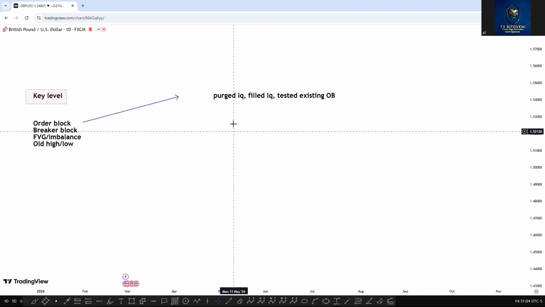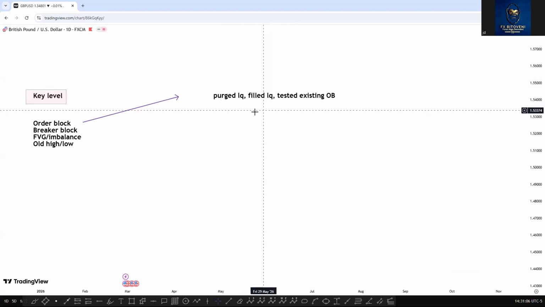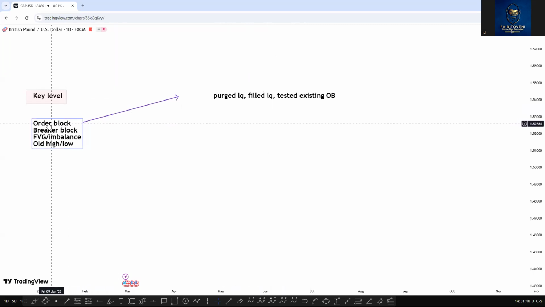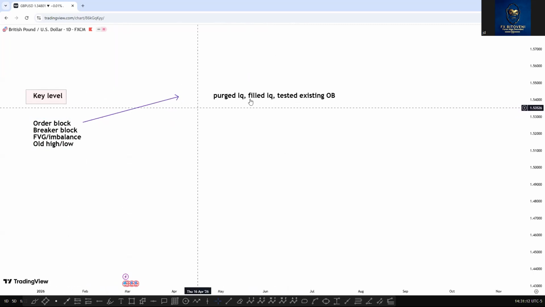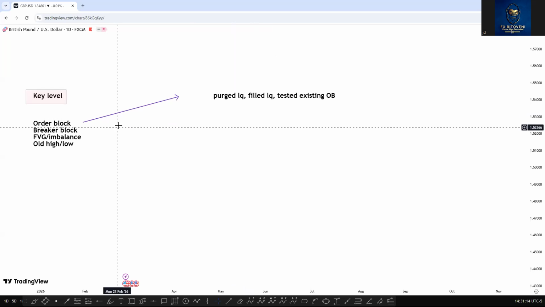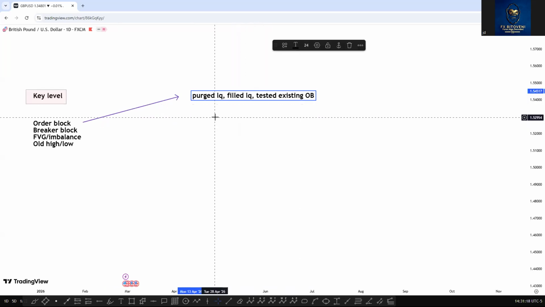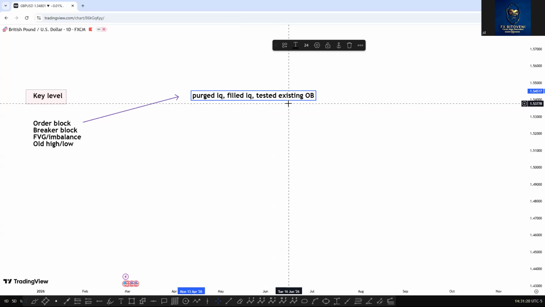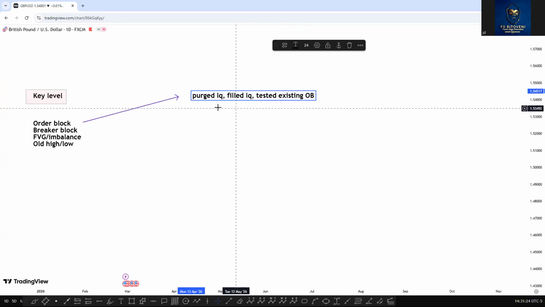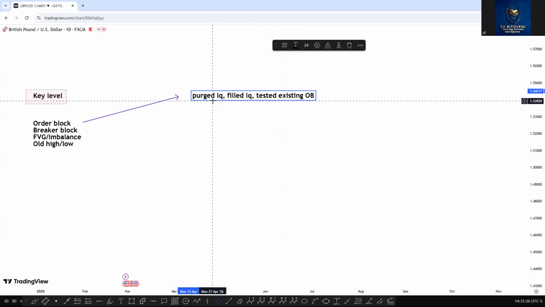So this is because on the block, of course, there are so many types of the blocks. This time, I want you to understand this. Patch the liquidity, fill the liquidity, or tested existing OB. So that's what we call another block, and that's what we must use as a key level.